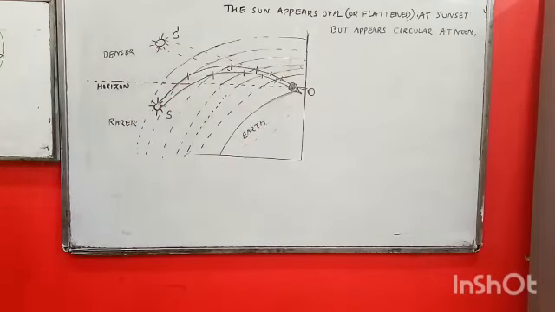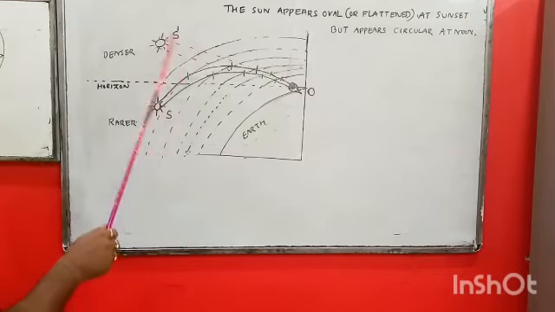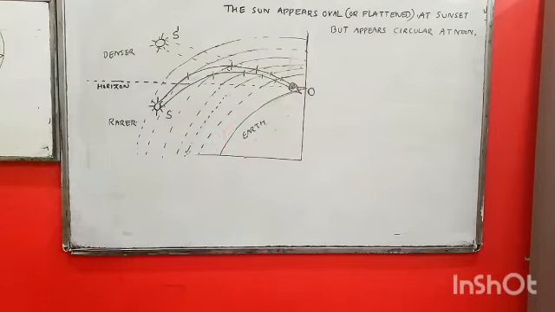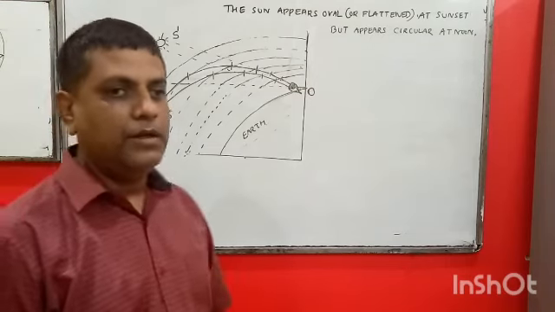But at noon, the sun is overhead, and the rays of light from the sun enter the atmosphere normally, and hence they do not bend at all. At noon it is overhead, and the light rays enter the atmosphere normally and do not bend at all while passing through the atmosphere. Therefore, the sun appears circular at noon.